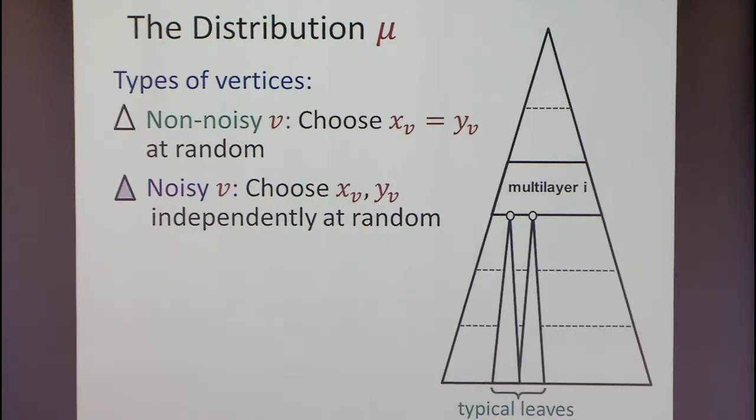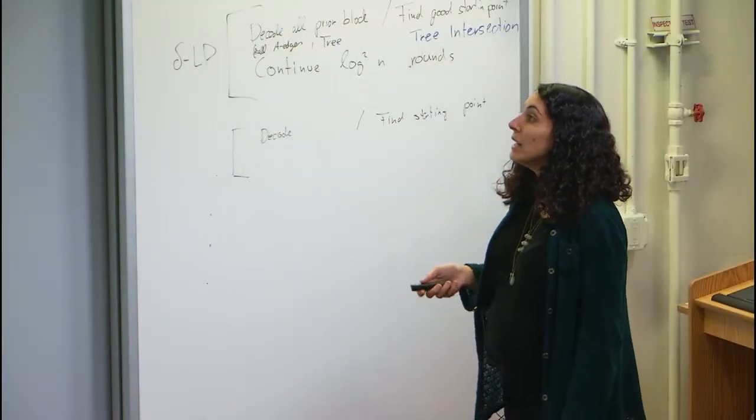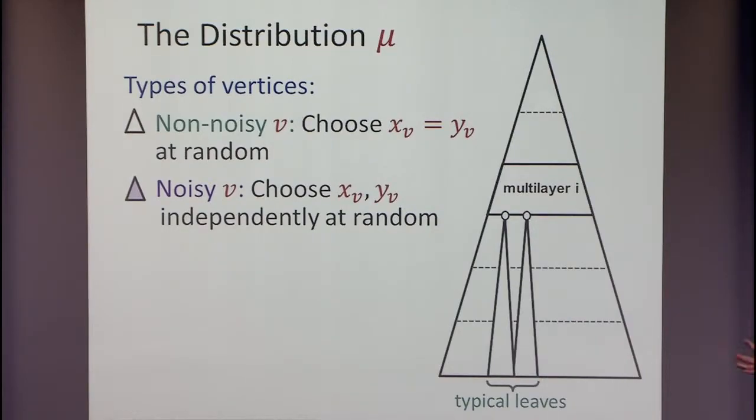Yesterday I defined a simplified distribution mu. I want to give you the proper distribution that we're using in the paper. So as we said before, we have 2 types of vertices. The first type is called non-noisy, and it means that x and y are chosen at random and are chosen to be the same. So for non-noisy vertices, we give Alice and Bob the same bit. It's just a random bit, but it's the same bit. And for noisy vertices, the bits given to Alice and Bob are selected independently at random. Okay, so no noise means that they have the same bits. Noise means that the bits are independent. They have no idea what the other guy got.